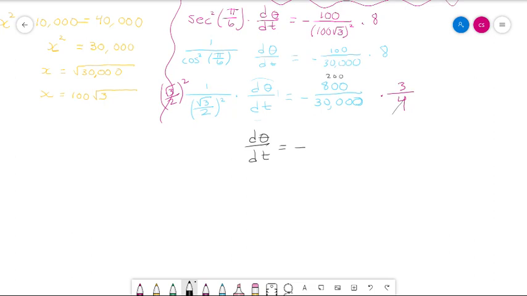And let's see, we can do some canceling. That'll be 200. This will be 10,000. So 200 over 10,000. So you can just call that this. You can put it in your calculator.